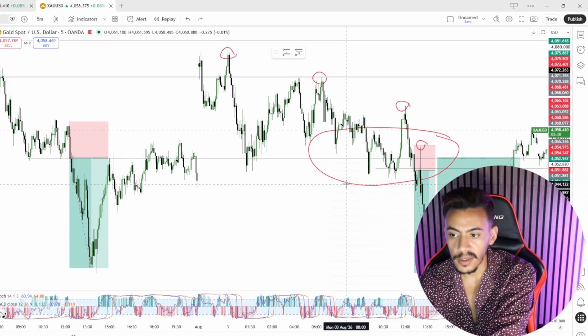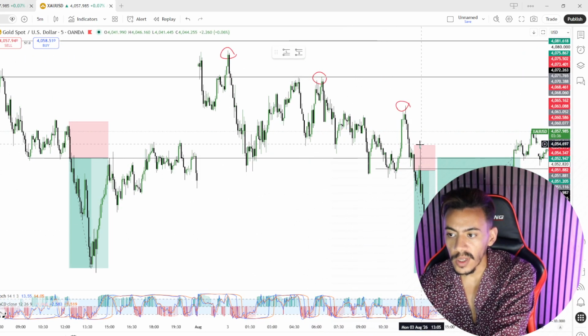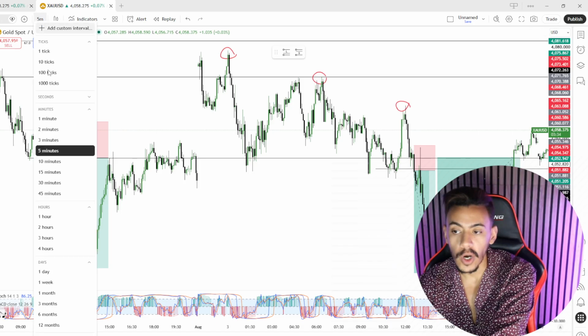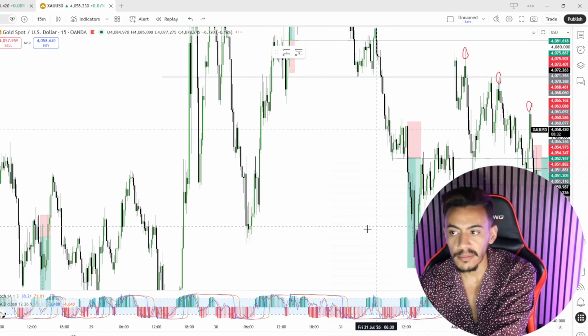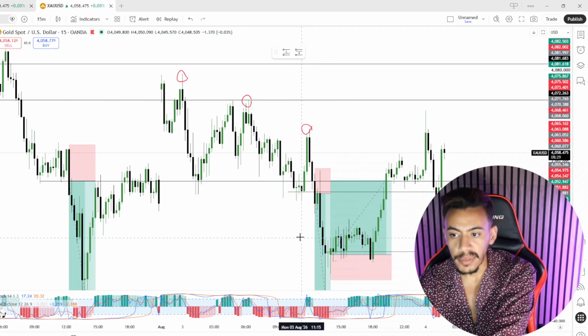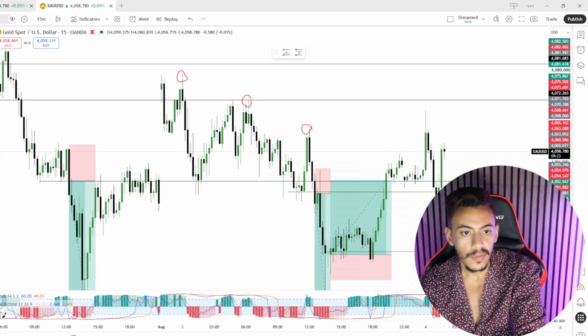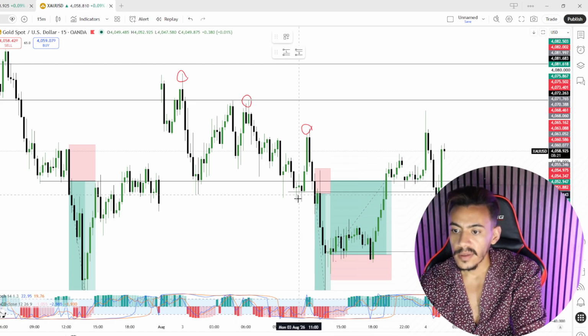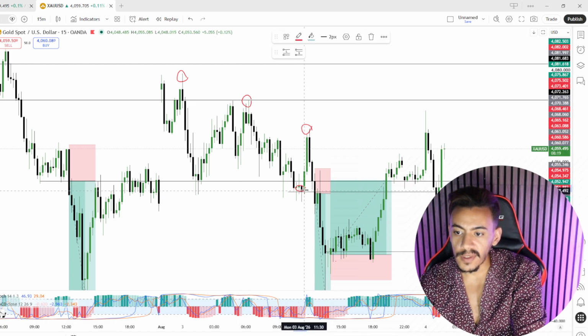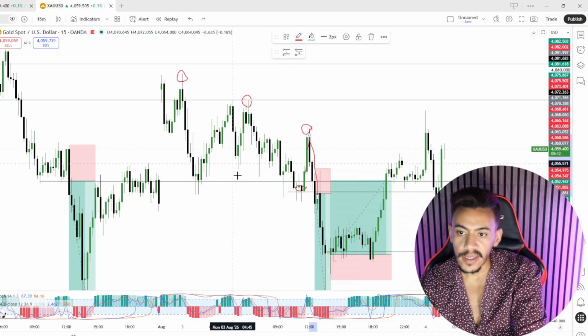So let's go down here. Usually qualify your touch and rejection on a higher time frame. So let's go up to the 15 minutes. I want to show you what happened here. All right, so here is the 15 minutes. You have the price rejected this level and retested and rejected. Same thing happened here again. It rejected this level, retested, rejected.